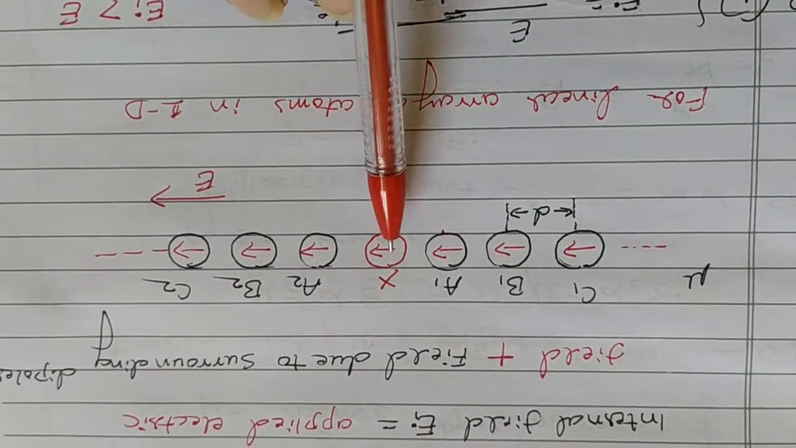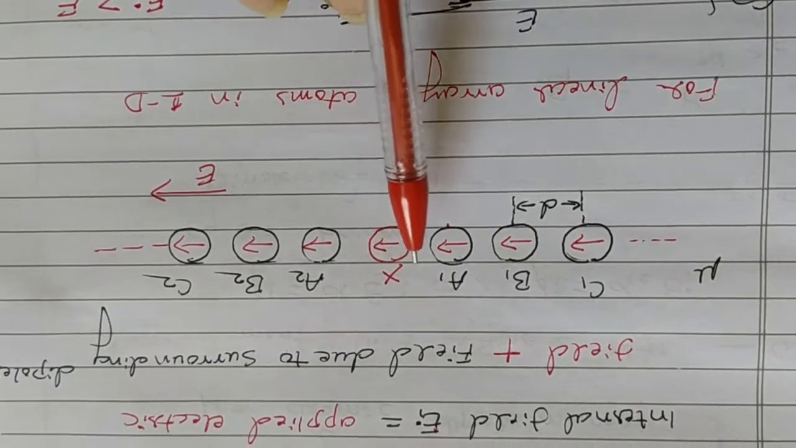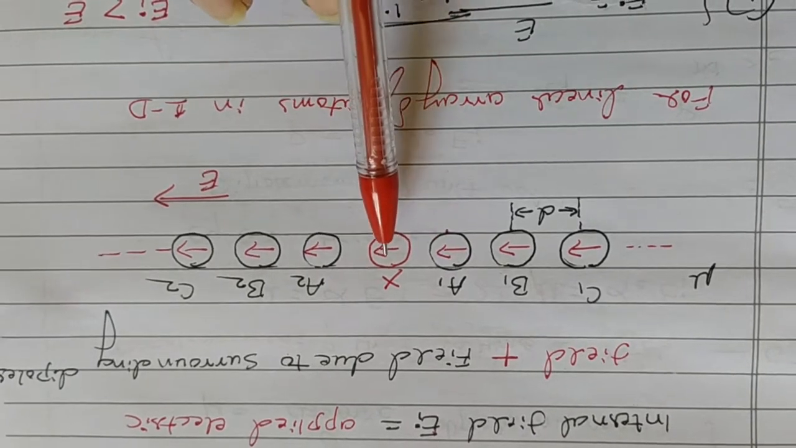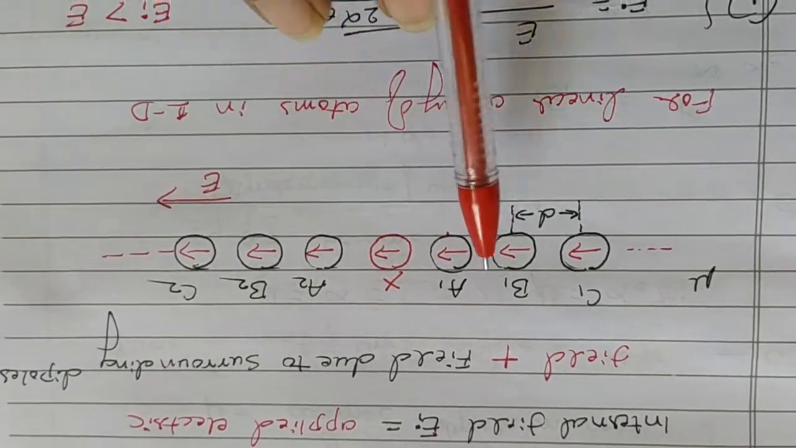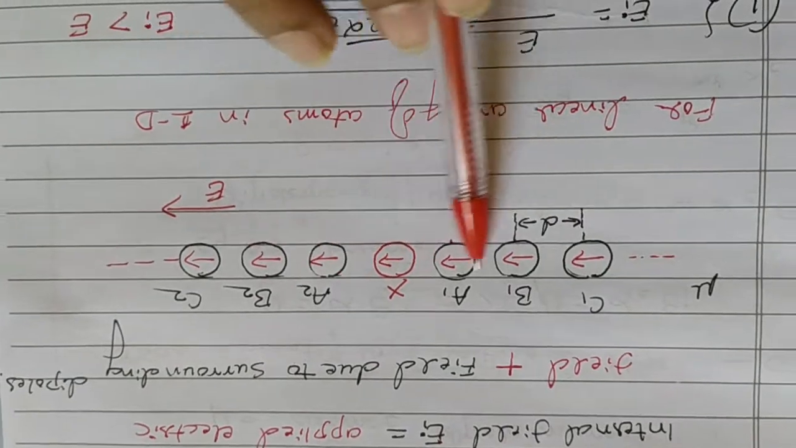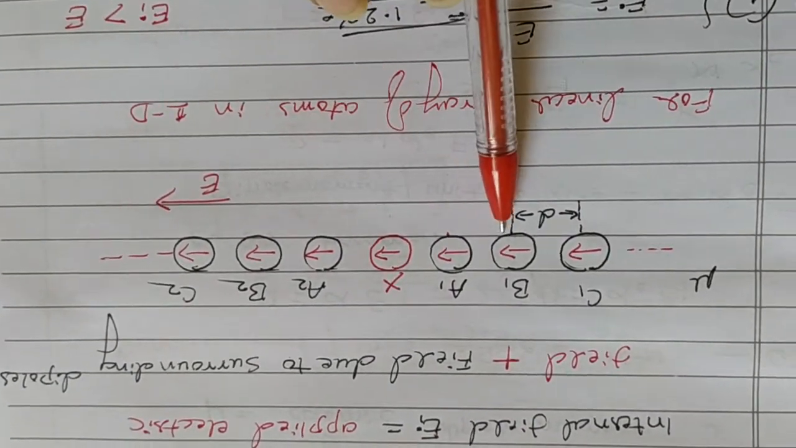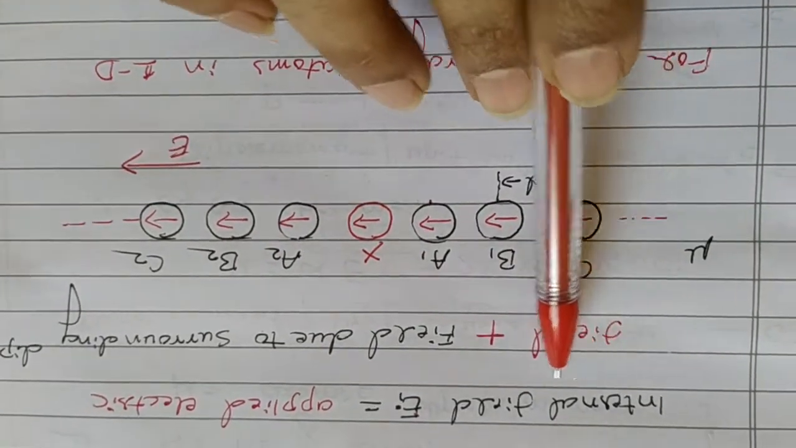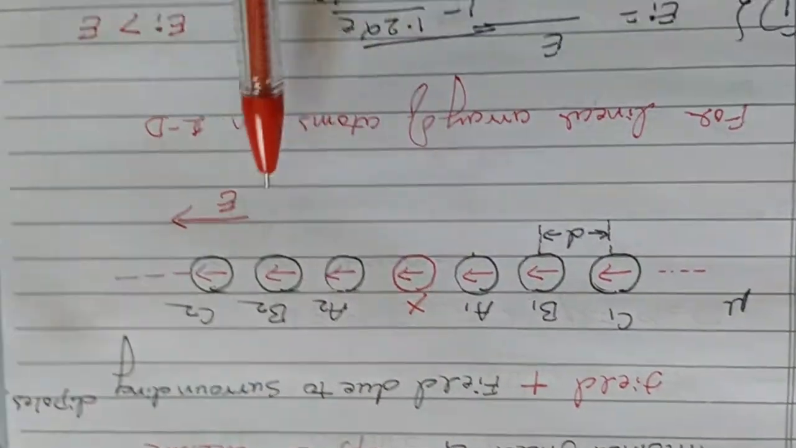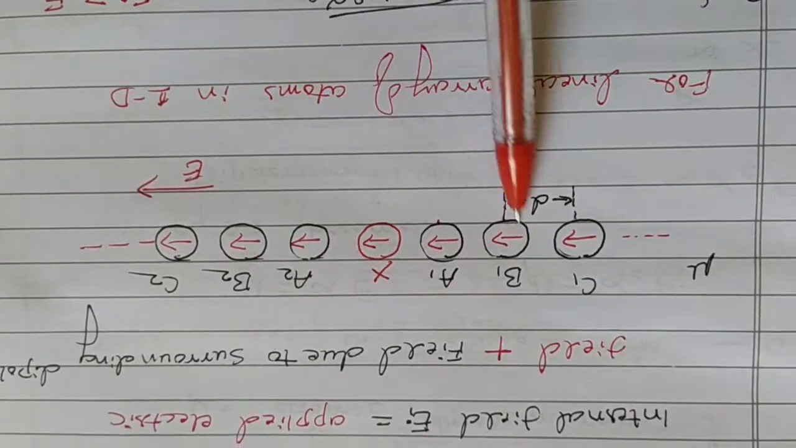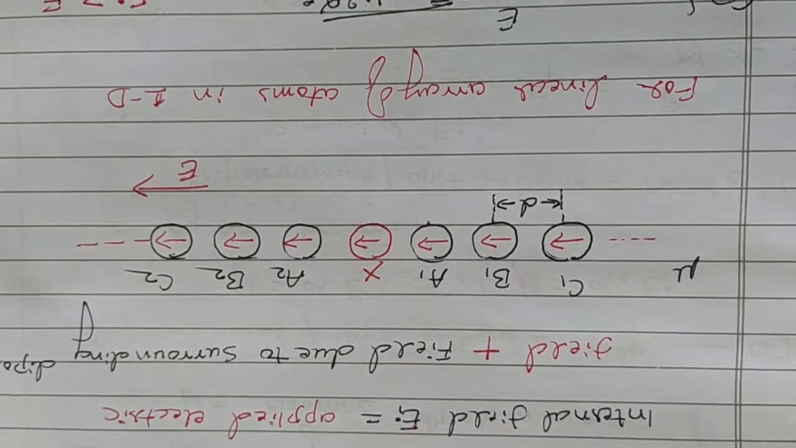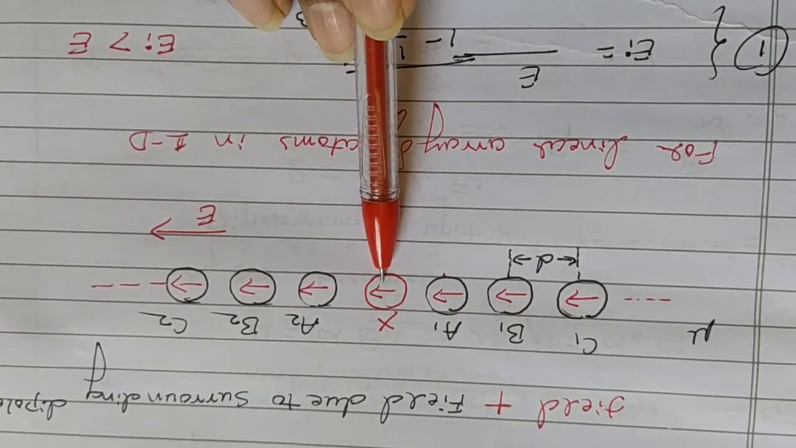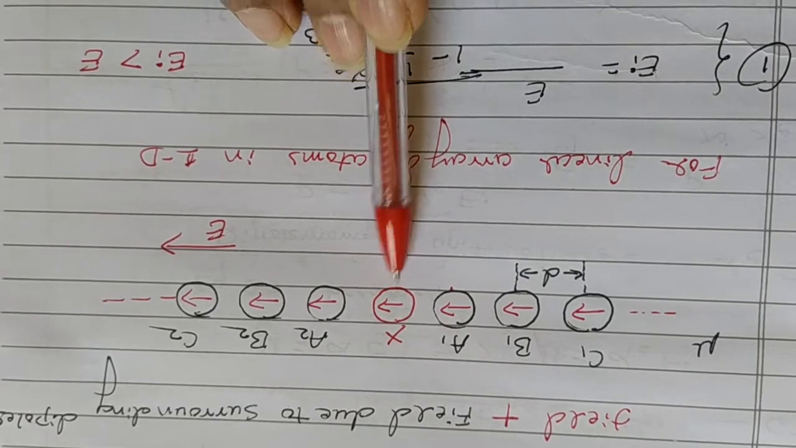What you have to do is calculate the electric field at X due to A1, then add it to the electric field at X due to A2, similarly B1 and B2, similarly C1 and C2. You take the sum of all these, then you will know the electric field at X due to surrounding dipoles. Then you can calculate the internal field. What is internal field? Applied electric field plus electric field due to surrounding dipoles. So this is a local electric field acting at the site of the given atom inside the dielectric material which has undergone dielectric polarization.